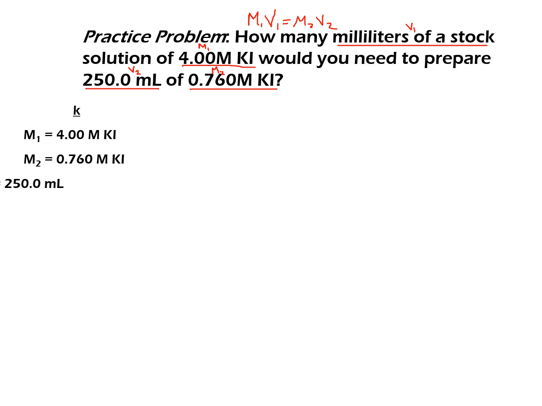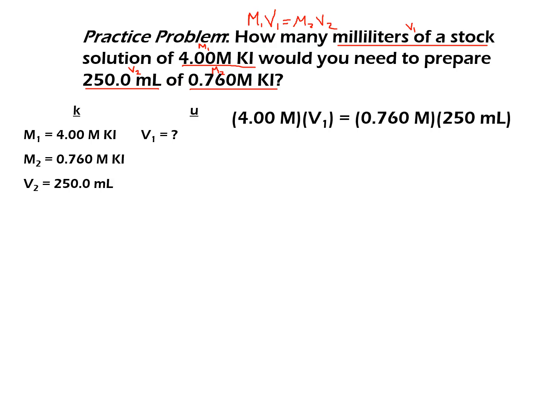So here are our knowns. M1 is 4 molar KI, M2 is 0.76 molar KI, and V2 is 250 milliliters. What are we trying to solve for? We're trying to solve for V1. All right, so I want to set this up. I'm going to take my equation, M1 times V1 equals M2 times V2, and plug in the numbers now. What's M1? 4. What's V1? I don't know, so I'm going to leave it called V1. What's M2? It's 0.76. What's V2? It's 250.